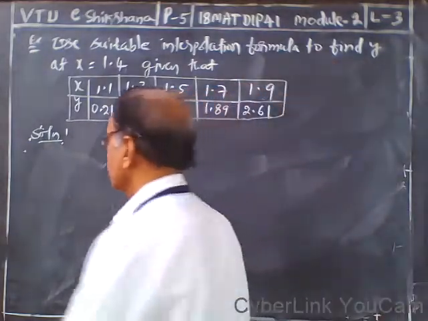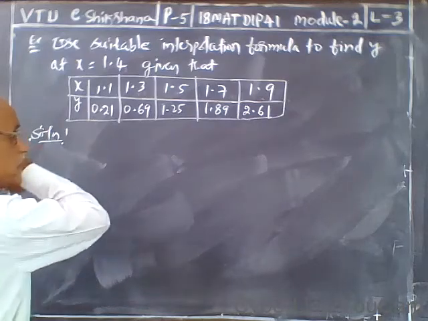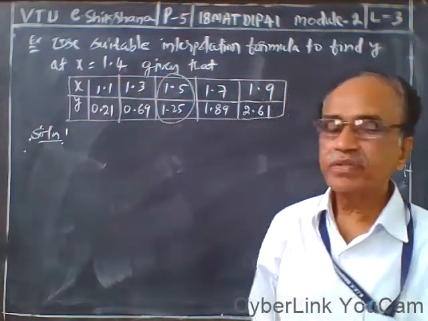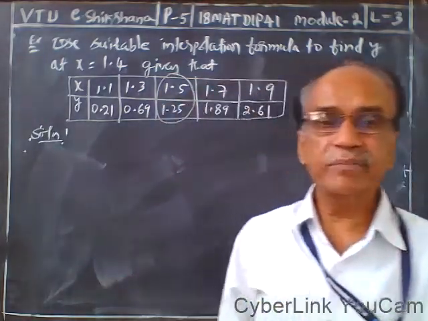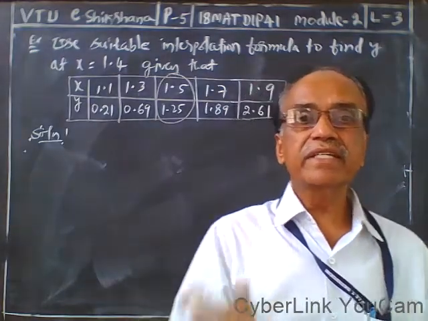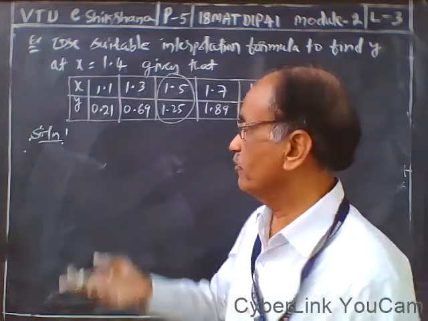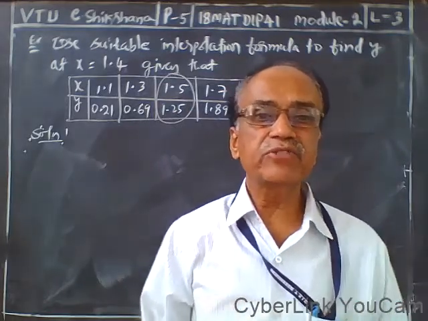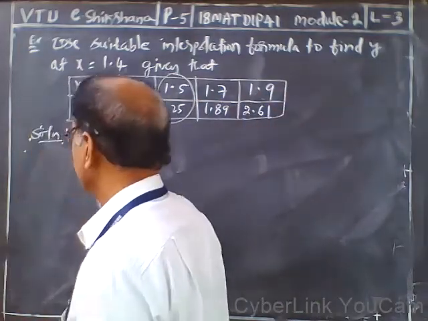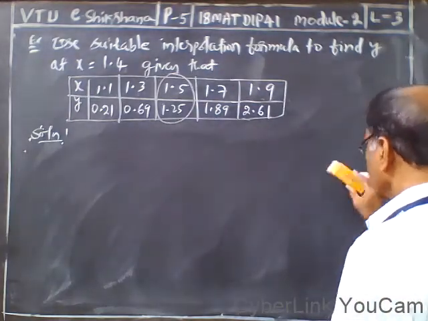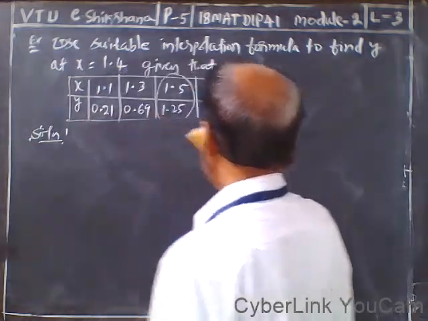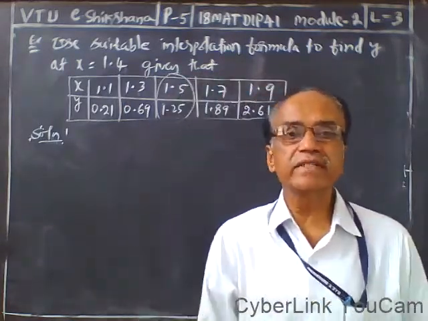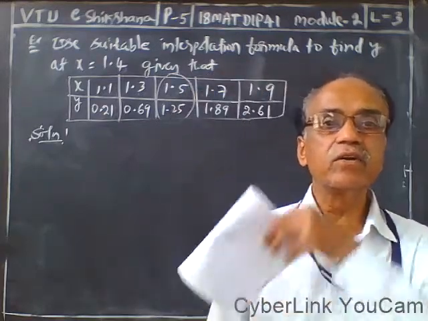Therefore, they are called equally divided values. Anyway, this is your central value, 1.5, and you have to depend on whether the required number comes before the central value or after the central value. This 1.4 comes before the central value, so 100% you have to use Newton's forward interpolation formula only, but not Newton's backward interpolation formula. Then, according to Newton's forward interpolation formula, you write the equation. Then, from that equation, you calculate the value of u. Afterwards, you form the difference table, take the top diagonal values from that table, and obtain the value of y at x equal to 1.4.